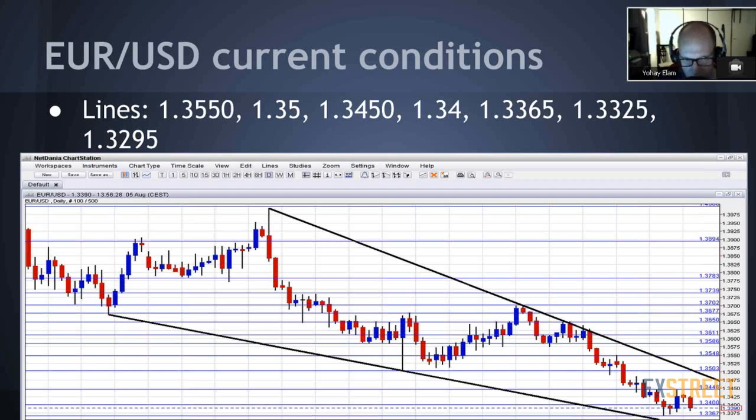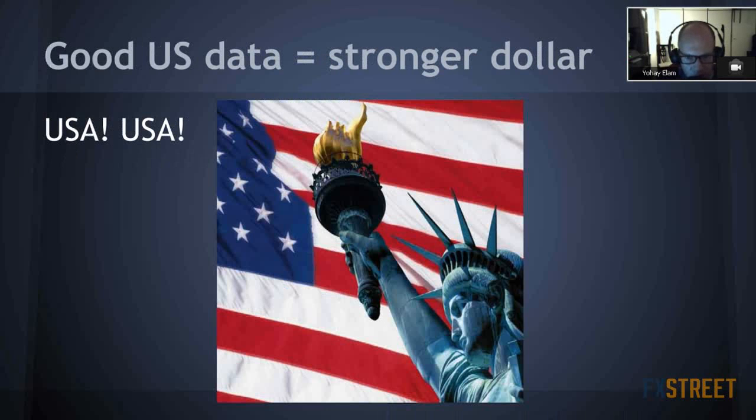From top to bottom, 135.50, 135, 134.50, 134, 133.65, which is the recent low. And then we have lines that date back to last year, 133.25 and 132.95, which is the critical line, the November 2013 low. Let's talk about what made this move. So it's basically all about the United States. Good US data, stronger dollar, and euro-dollar is falling. So the main driver in the recent fall in euro-dollar has been the US and not the euro.